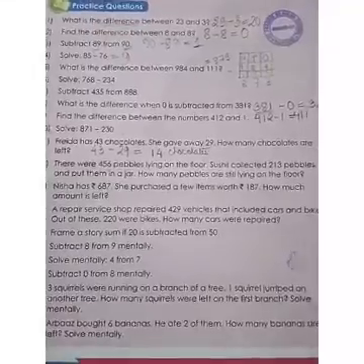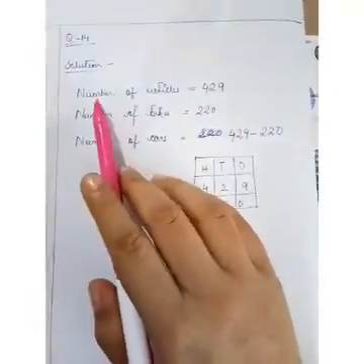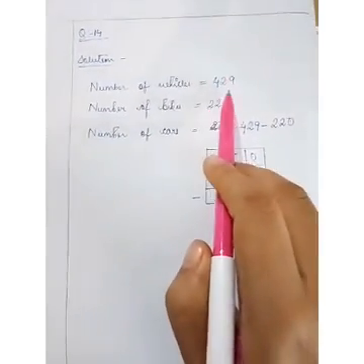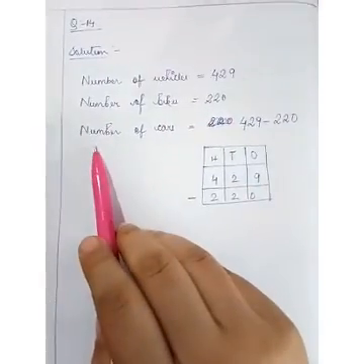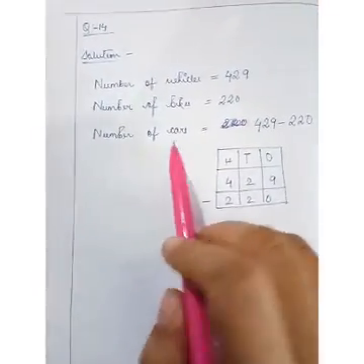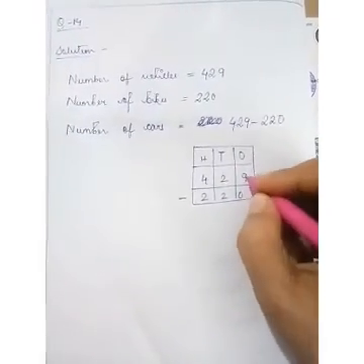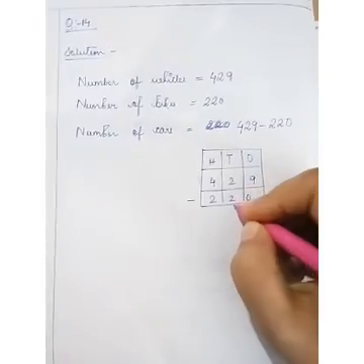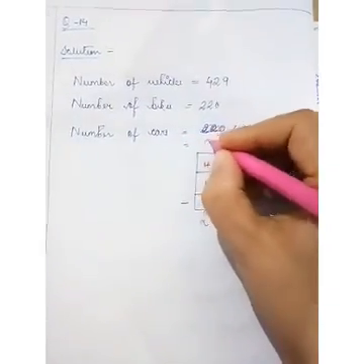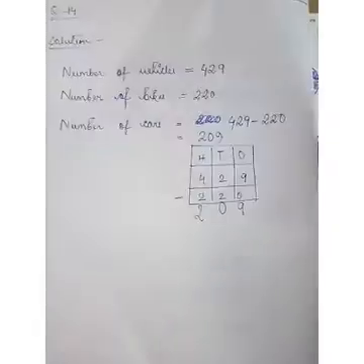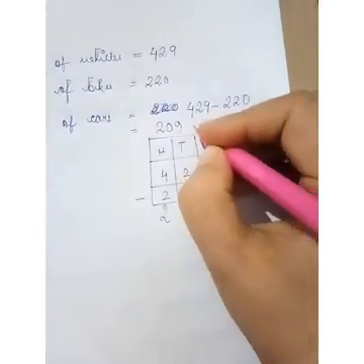So how to find out the number of cars? I have written it like this. Number of vehicles equals 429. Number of bikes equals 220. So now we have to find out the number of cars. Make the place value chart. So in the ones place, 9 minus 0, 9; 2 minus 2, 0; 4 minus 2, 2. Okay, so the answer will be 209. You can write cars also. Okay children, cars.